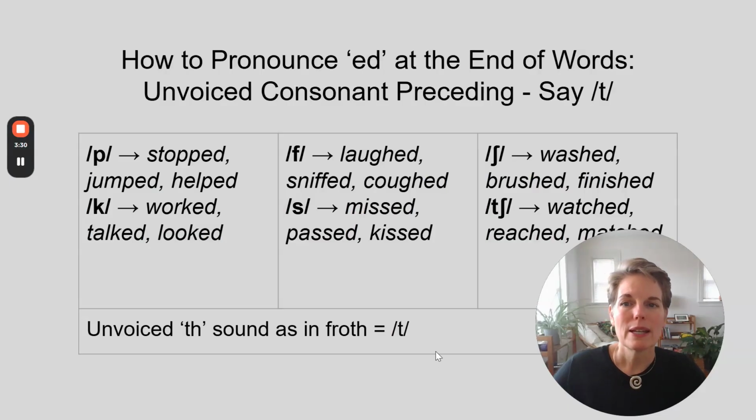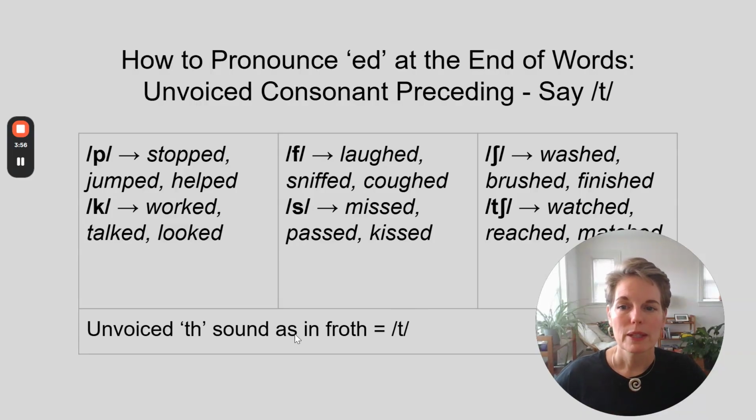The next way is if the consonant right before the ED is unvoiced. So let's look at this one. P. We have the P sound right there. So because we have the unvoiced consonant, we're going to pronounce it as a T. So this one would be stopped, jumped, helped.